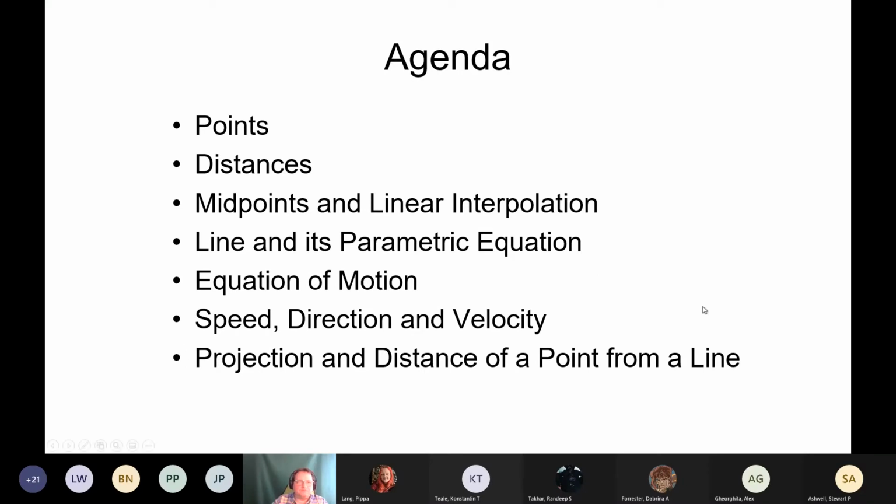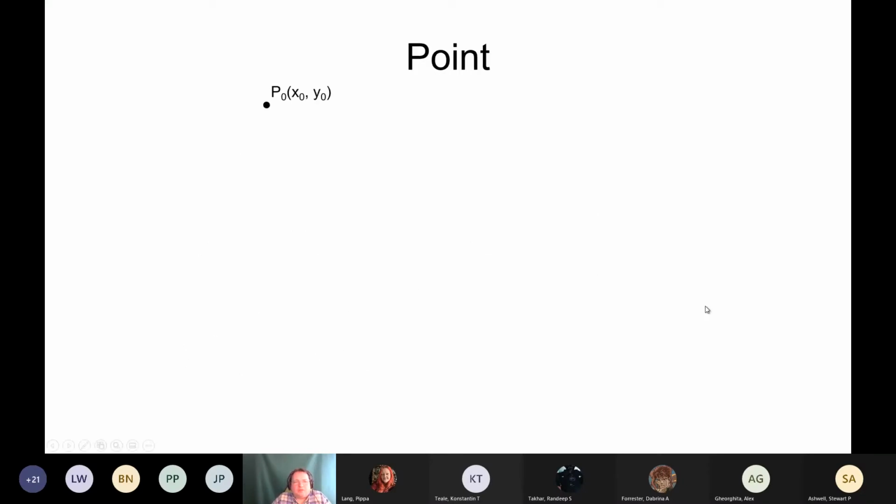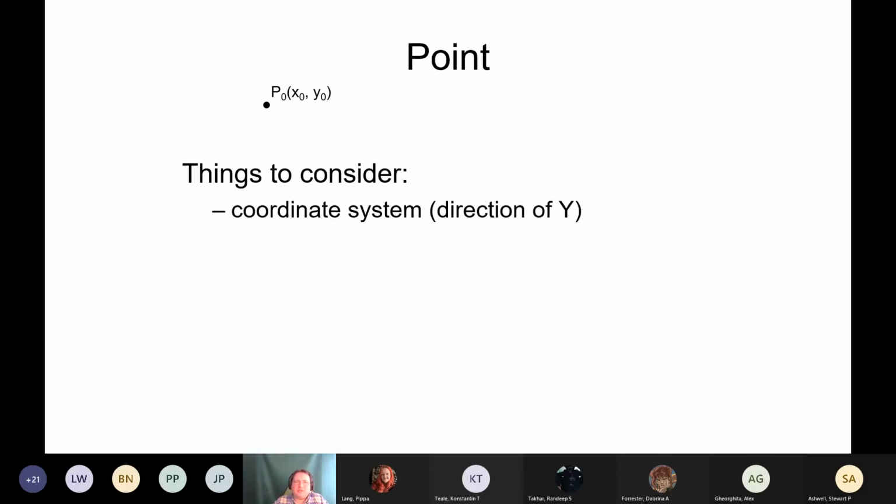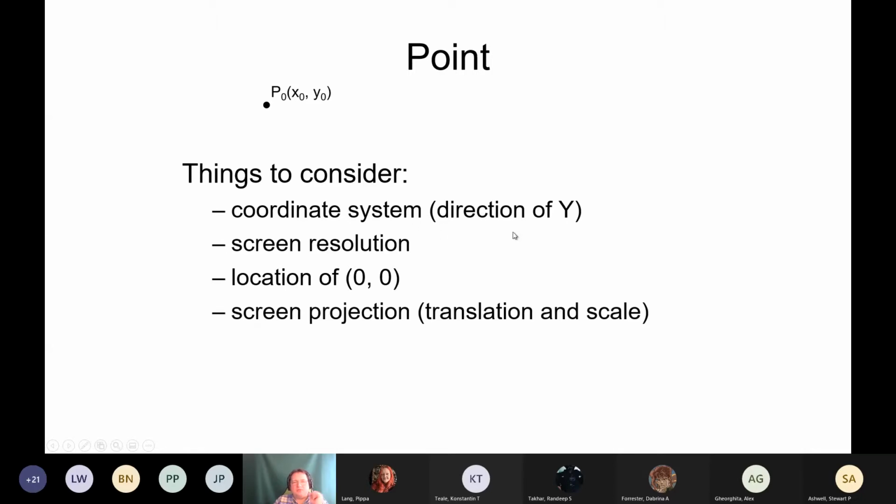So, points. This is a point. Things to consider when we think about points in terms of vector algebra, but also 3D graphics, is of course the coordinate system. You always have to remember that we have two different directions of the y-axis, screen resolution, location of the 0 point, which may be in different places, like here, but also here, okay? And also in the middle of the screen projection, translation, scale.